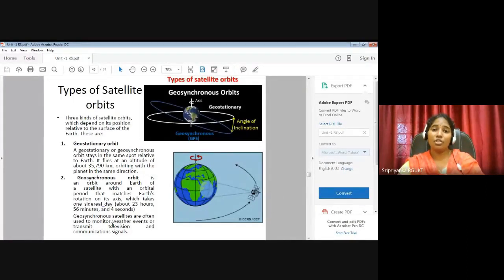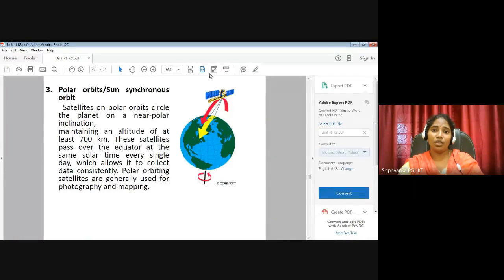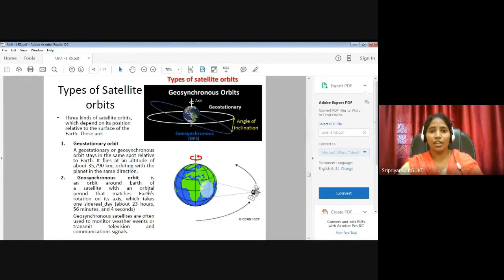Coming to the polar one, this polar is exactly where the synchronization happens with respect to the rotation of the sun, and you call it sun synchronous. These satellites are generally used for photography and mapping. So I wanted to show you a picture which makes you understand this.